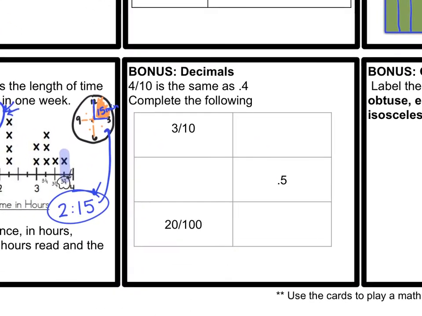Okay. 4/10 is the same as 0.4. All you have to do is complete the following. So 3/10 is simply going to be 0.3. This one we're going to go backwards. It helps if I put a 0 here.